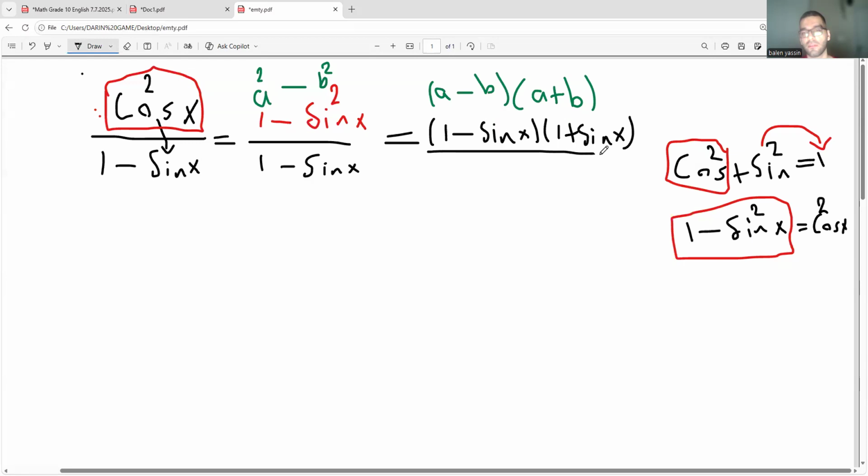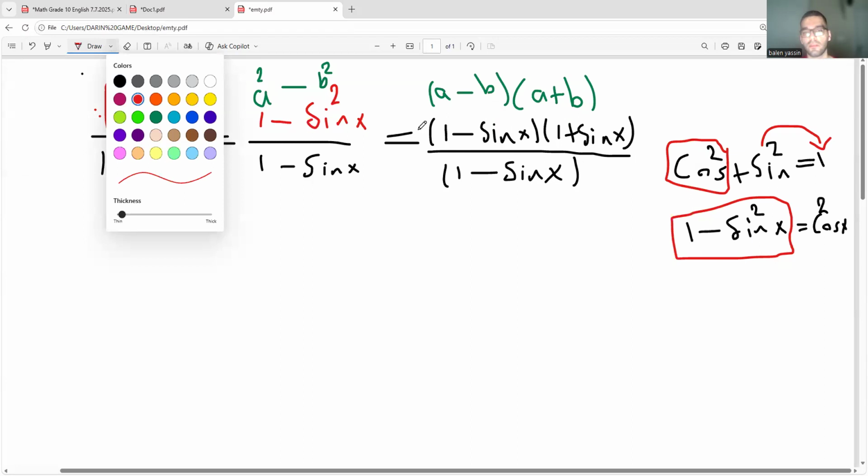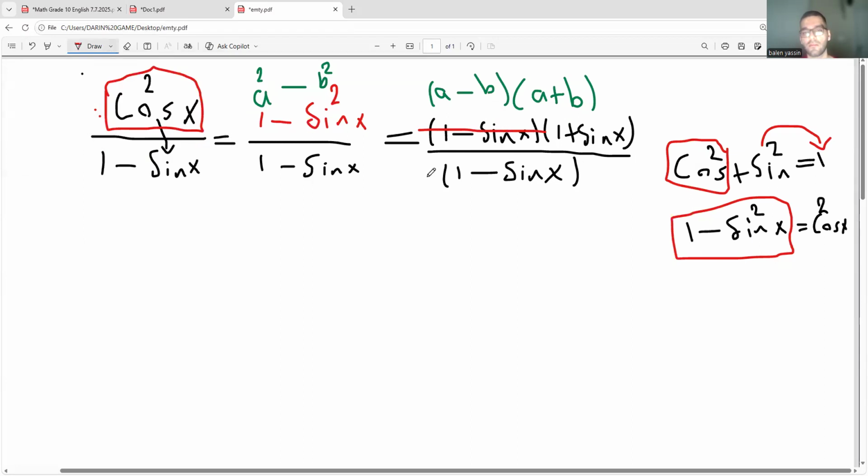And don't forget about the denominator, which is 1 minus sine of x. Okay? So at this point, you may have noticed 1 minus sine of x, 1 minus sine of x, they cancel. So we're only left with 1 plus sine of x over 1, which is simply 1 plus sine of x.